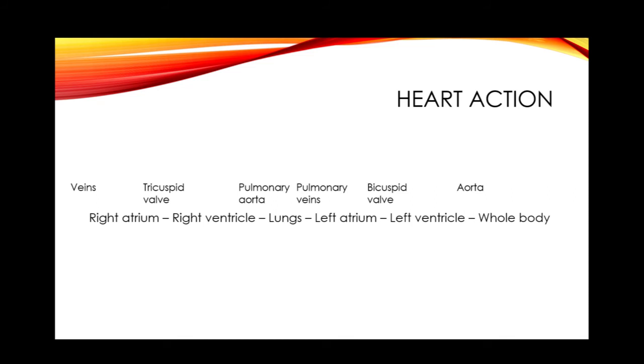After the right ventricle, the blood will flow to the lungs through the pulmonary aorta. In the lung, the blood that is full of carbon dioxide will be exchanged with oxygen. After the oxygen is loaded, the blood will flow back to the left atrium through the pulmonary veins. After the blood arrives at the left atrium, it flows straight to the left ventricle through the bicuspid valve. The function of the bicuspid valve is the same as the tricuspid valve, to make sure that the blood does not flow back to the left atrium.